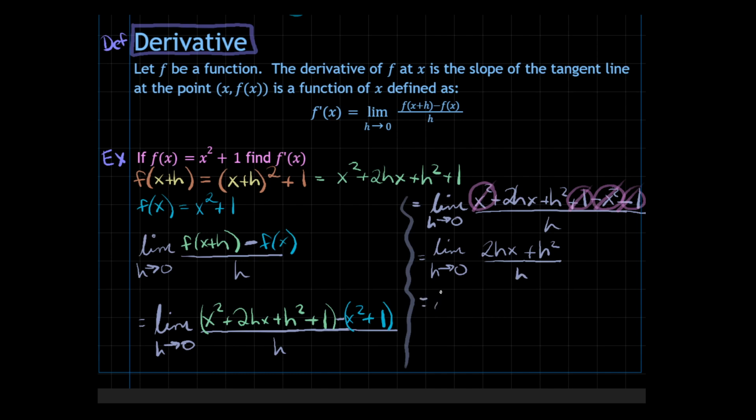From there, I can pull out an h from the top. So h times 2x plus h, over h. I can cancel an h. So I've got the limit as h goes to 0 of 2x plus h, and now there's no more funny business. I'm allowed to let h go ahead and be 0, and I get 2x, which is going to be my f prime.